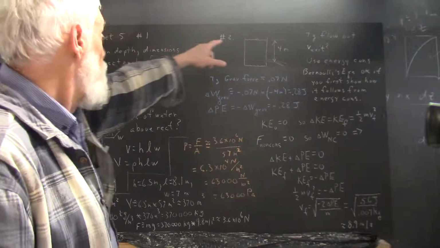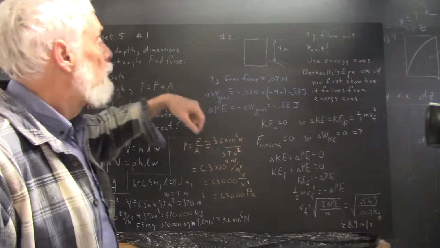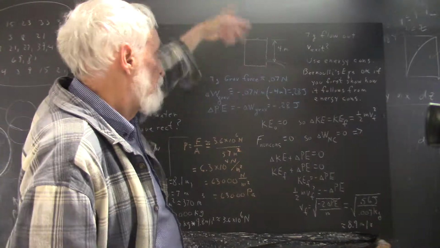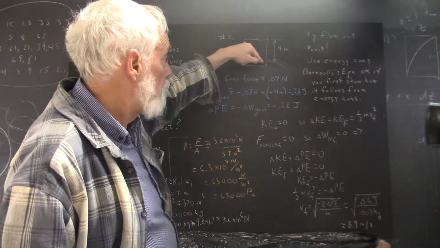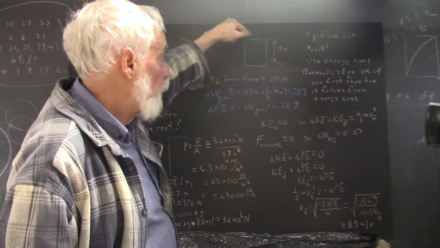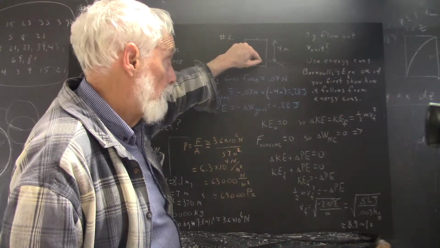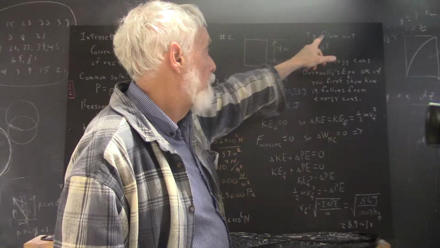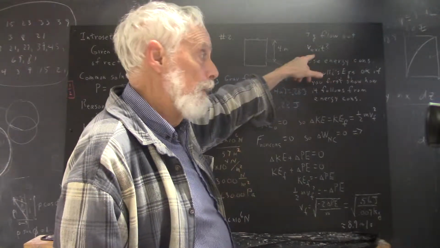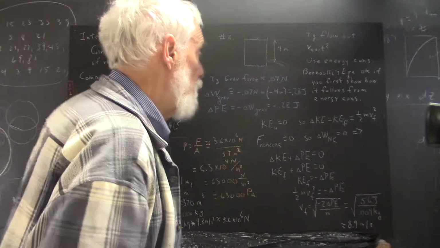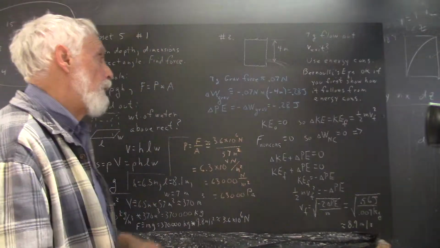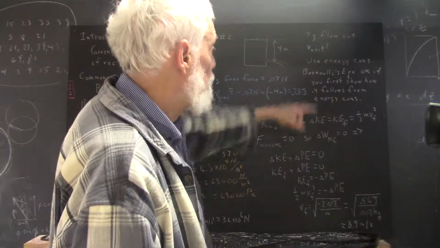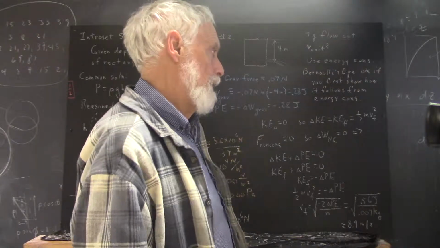The second problem in Problem Set 5 says that you have a hole in the side of a container and water to a depth of 4 meters above that hole. And we want to analyze 7 grams of water as it flows out and figure out the exit velocity, the velocity with which that water will exit the cylinder using energy conservation.